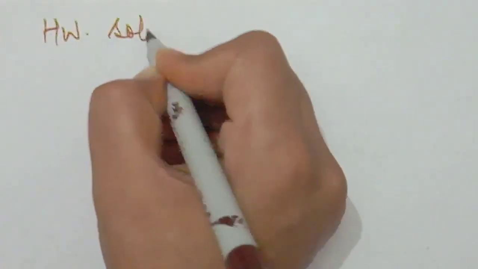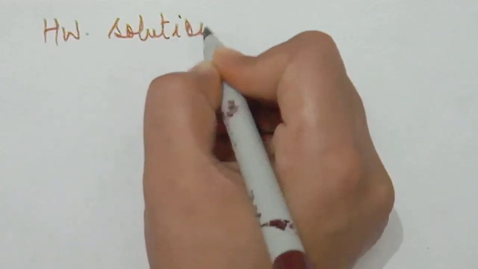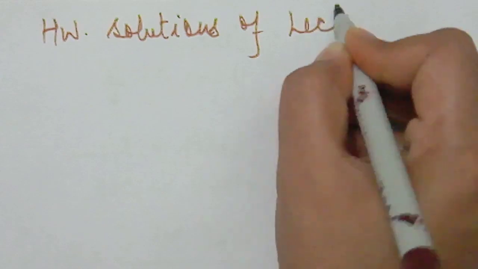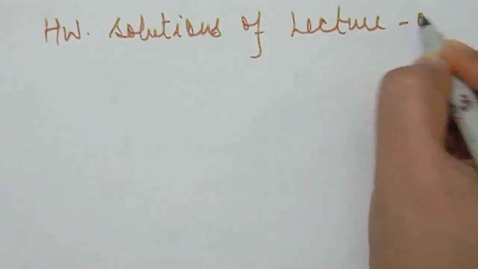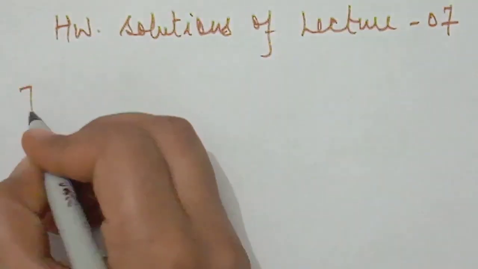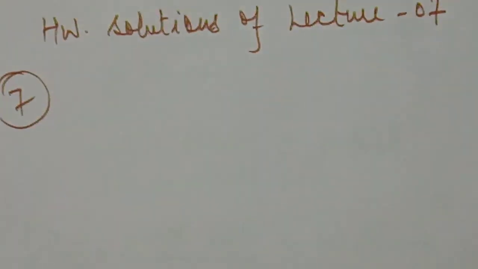Homework solutions of lecture number 7. In lecture number 7, some questions are very easy, but two questions, question number 7 and 8, might be a little bit difficult for some students. So we will solve question number 7 and 8 first.